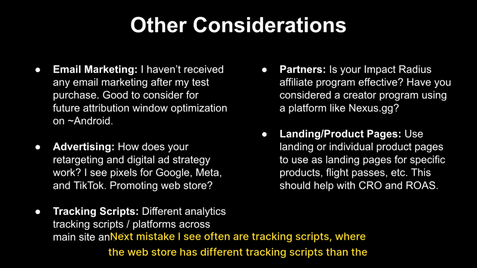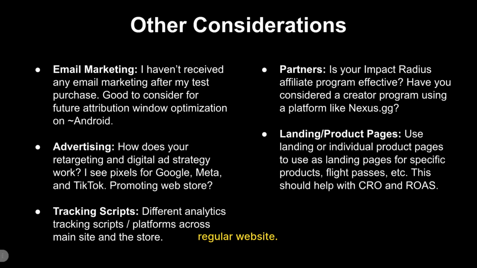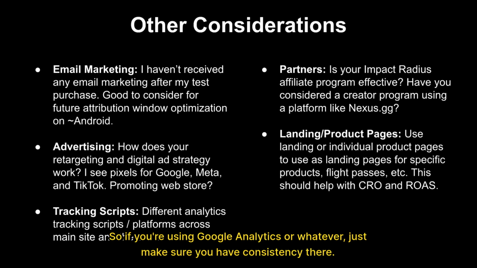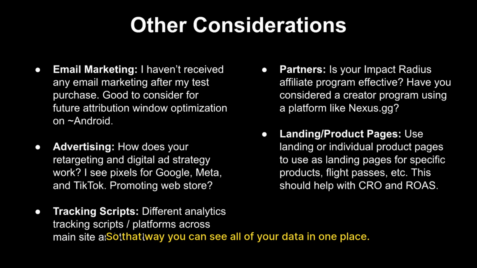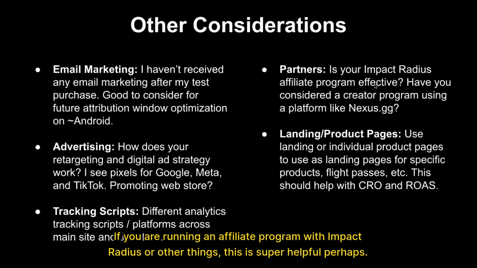Next mistake I see often are tracking scripts, where the web store has different tracking scripts than the regular website. Maybe it's different tracking vendors, that kind of thing. So if you're using Google Analytics or whatever, just make sure you have consistency there, so that way you can see all of your data in one place. If you are running an affiliate program with Impact Radius or other things, this is super helpful.